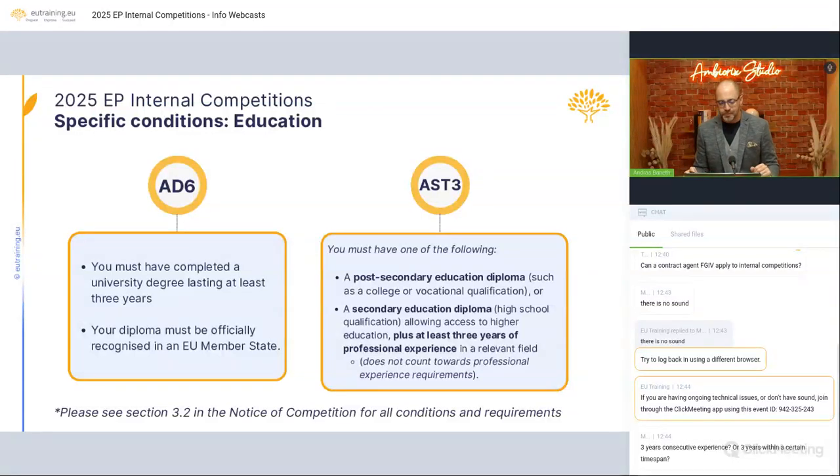Now, a very important part with the AST3 is that it needs to be relevant to the field. So if you're applying for HR and you spend those 3 years that they prescribe in a completely different field, maybe you were managing a cafe, well, that would be a hard sell to say you have HR experience, unless you were the HR director of that particular establishment. So it needs to be highly relevant to that particular field. It cannot be just whatever.